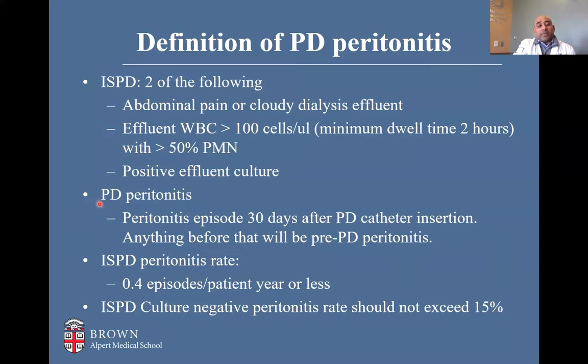As I mentioned earlier, it's important to distinguish between PD peritonitis versus pre-PD peritonitis because that may be a surgical reason why they have infection. The definition of pre-PD peritonitis is peritonitis happening within 30 days of catheter insertion. And the ISPD recommendation is targeting a peritonitis rate of 0.4 episodes per patient year or less, the goal being to keep it below that.